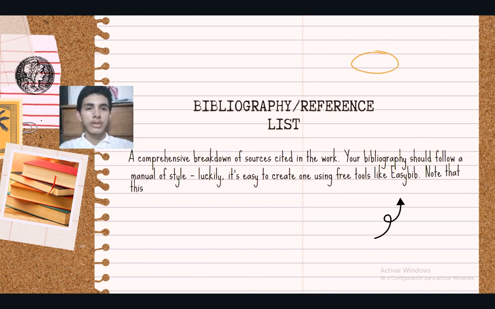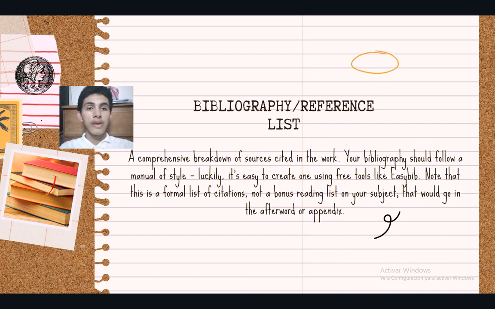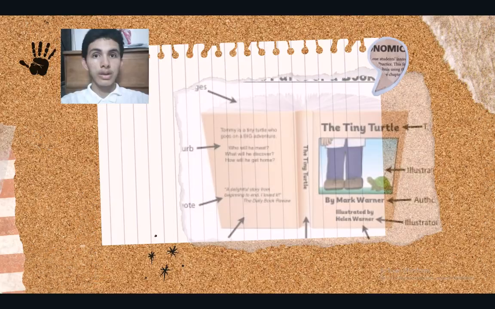Bibliography or reference list. A comprehensive breakdown of sources cited in the work. It should follow a manual of style. Luckily, it's easy to create one using free tools. This is a formal list of citations. It would go in the afterword or appendix.